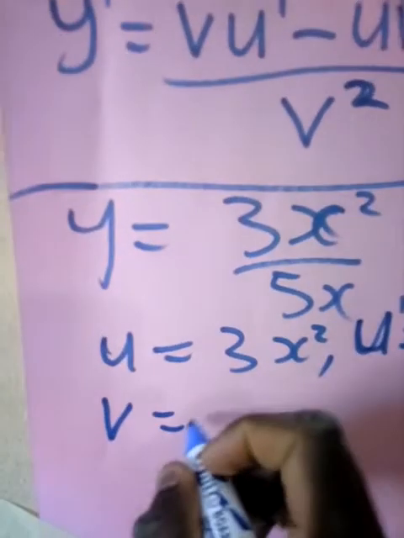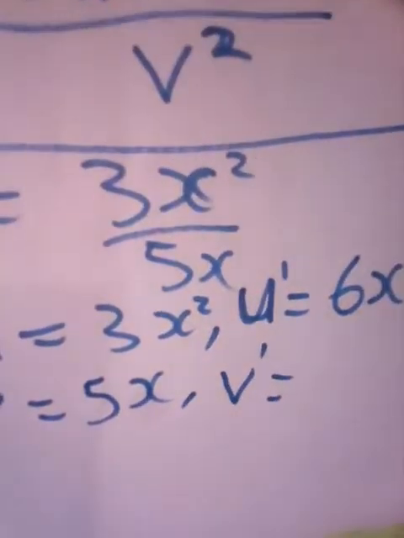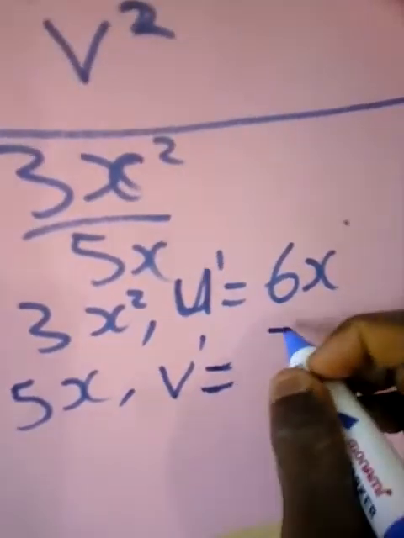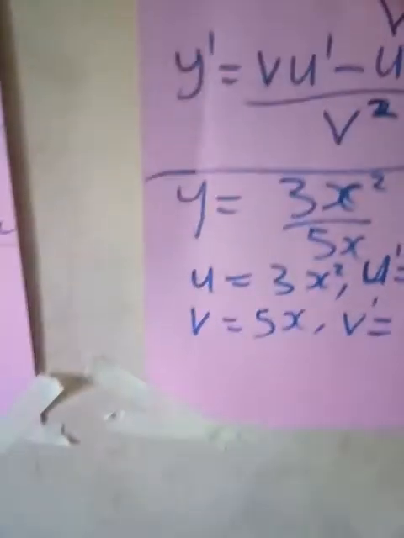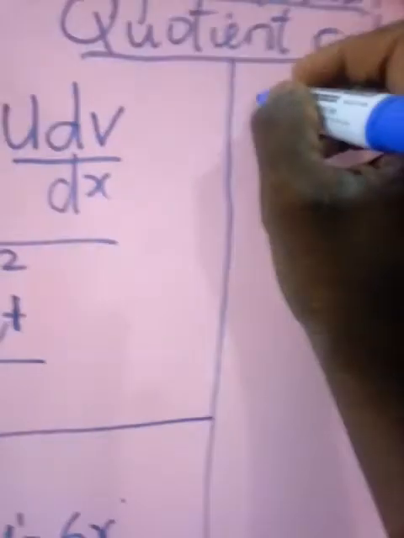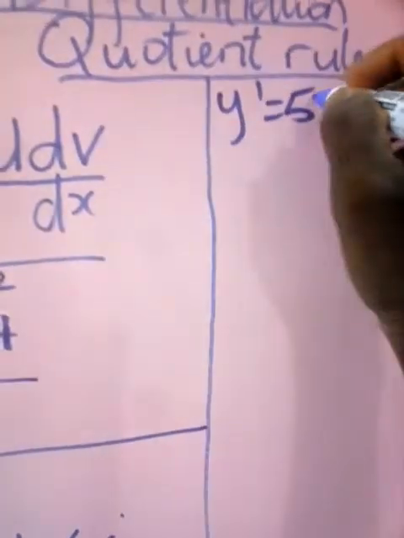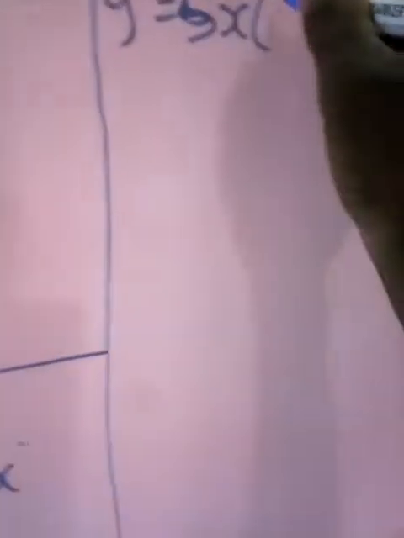Then my v is equal to 5x, and my v prime is equal to, power come down, that's 1 times 5, give me 5, power go up minus 1, 1 minus 1, 0, x to the power 0 gives me 1, so that's just 5. So if I'm putting this in this equation, it gives me my v first, that is 5x. So my y prime is equal to 5x multiplied by the derivative of my u. So what's the derivative of my u? 6x.